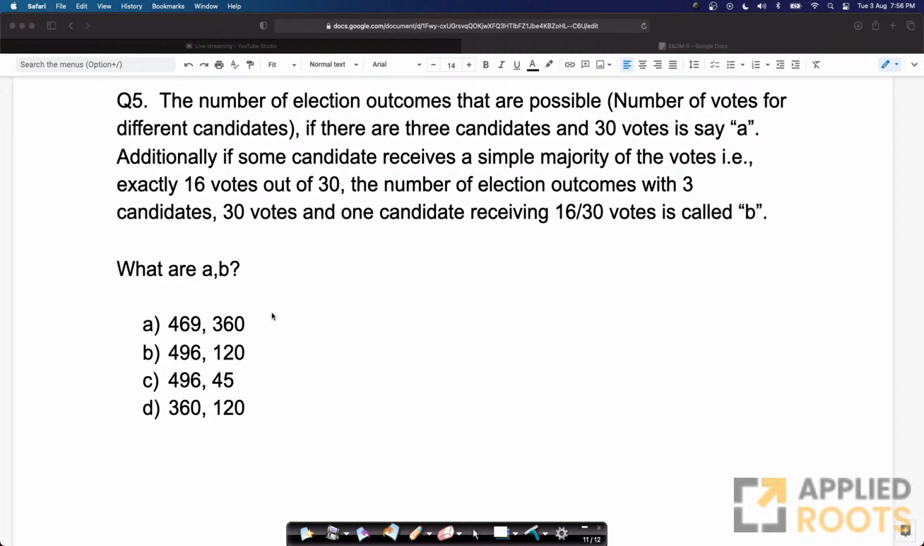This is a question from Combinatorics. Typical GATE type question. Just read the question carefully. That's the important thing here. And solve from first principles.